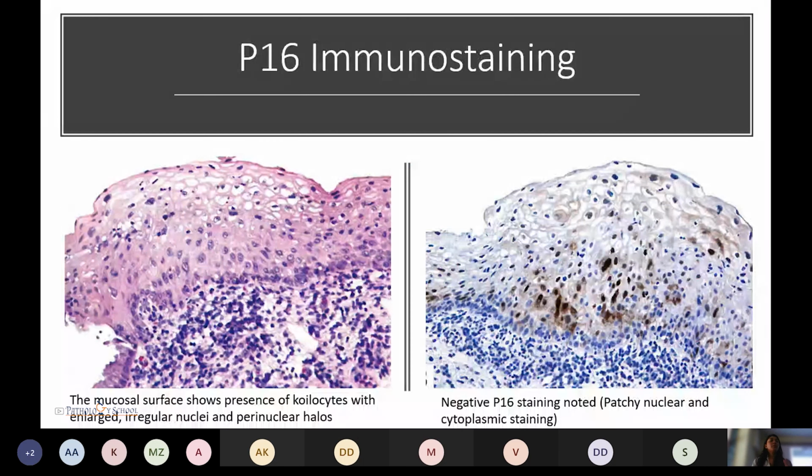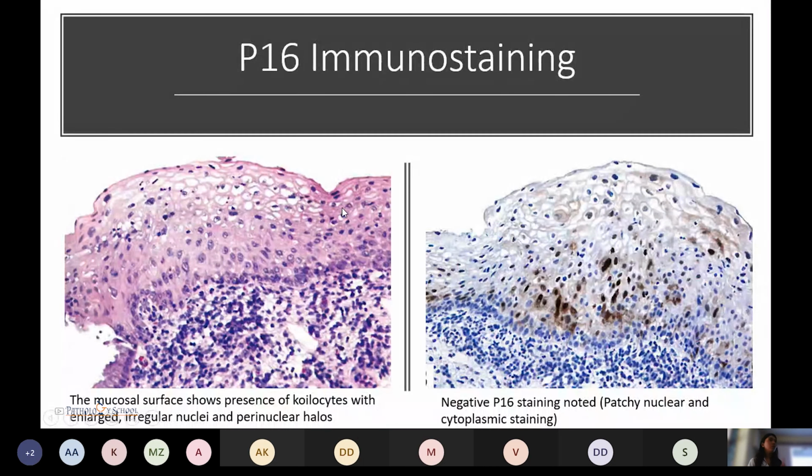P16 immunostaining. Now, P16 is a very important stain, and it is basically a surrogate marker for HPV infection. It is supposed to keep the retinoblastoma gene in its hypophosphorylated state. But when HPV infection occurs, E7 tries to block the retinoblastoma gene. Because of the blockage of the retinoblastoma gene, there is overexpression, and that is seen in the form of P16 immunostaining. So this happens only when the viral genome is integrated into the basal cell.